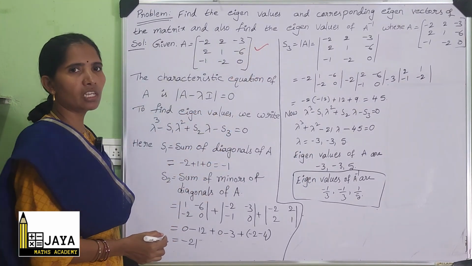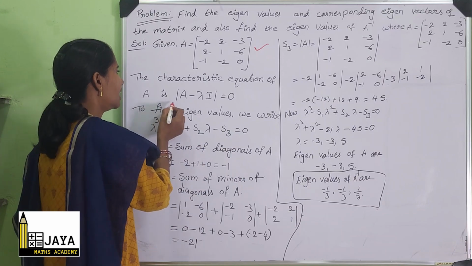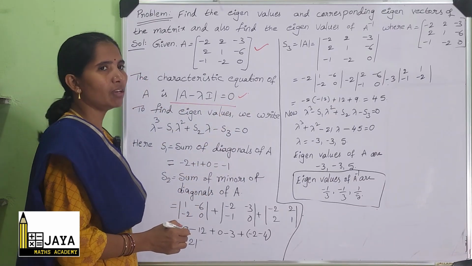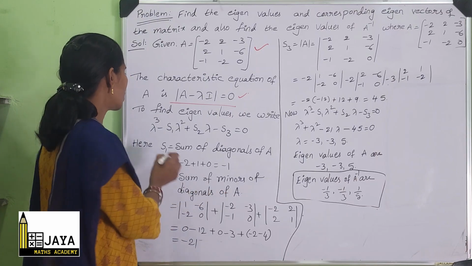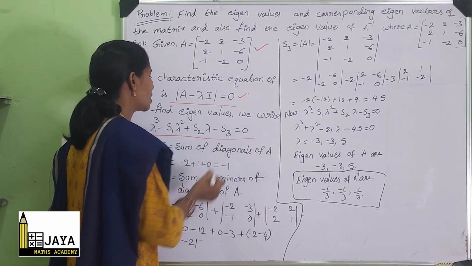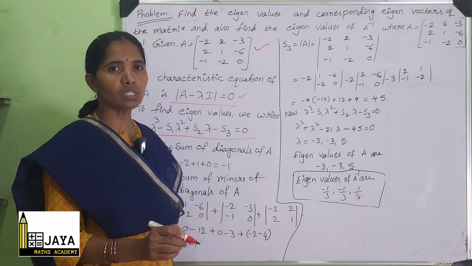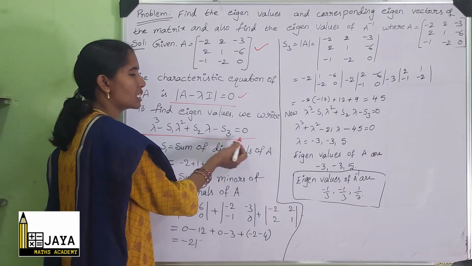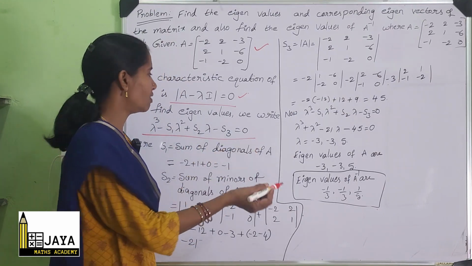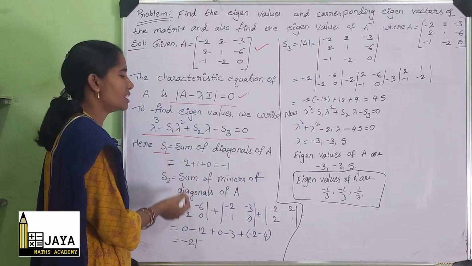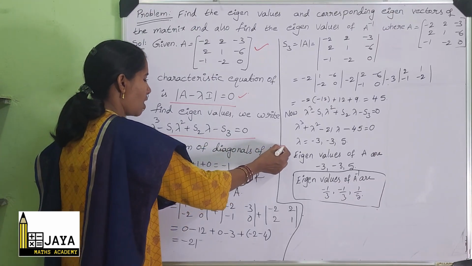The characteristic equation of the given matrix is det of A minus lambda I equal to 0. To find eigenvalues, we write the equation lambda cube minus S1 lambda square plus S2 lambda minus S3 is equal to 0. After finding S1, S2, S3, we will substitute here. So how to find S1, S2, S3? Here S1 is equal to the sum of diagonals of A.